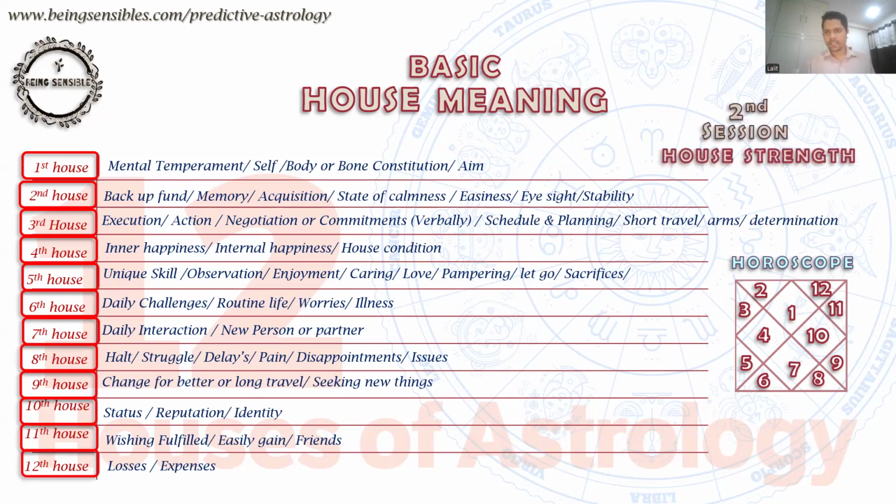Okay. But in the second session you get an idea that although the third house has execution and action, whether it is very strong in your chart or not can be studied in the second session. Got it?